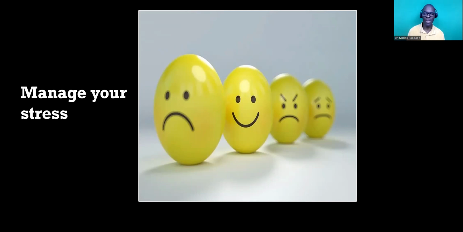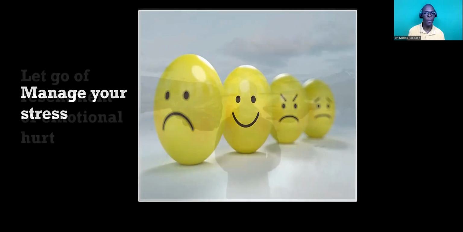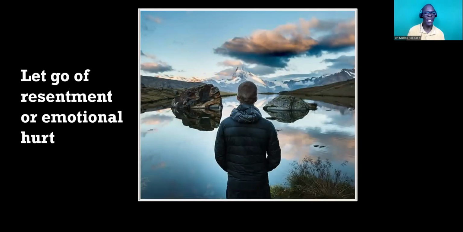Make sure that you have outlets, like exercise and different things as well. Next one is to let go of resentment or emotional hurt, because some people try to numb the pain, and that's the reason why some individuals have abused substances, because they want to just numb the pain.